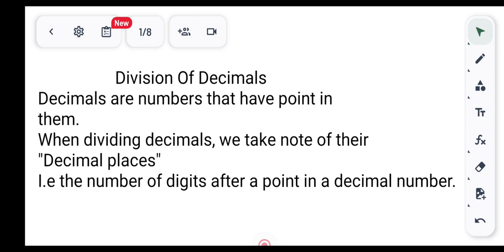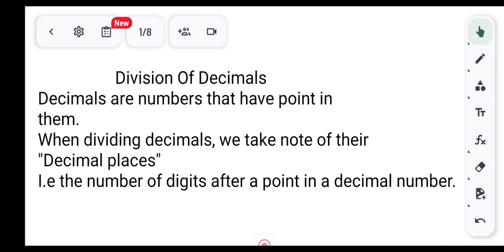When dividing decimals, we take note of their decimal places. And what do we mean by decimal places? Decimal places are the number of digits you have after the point in a decimal number.